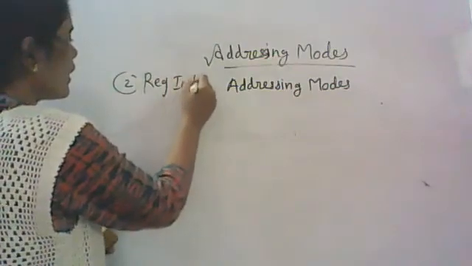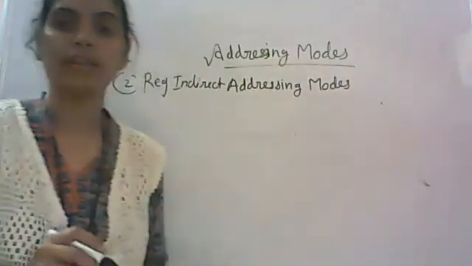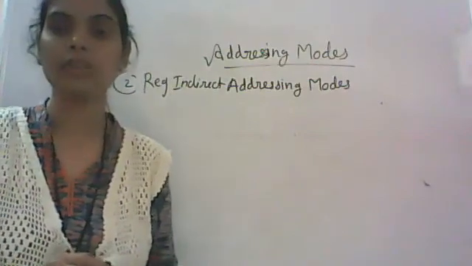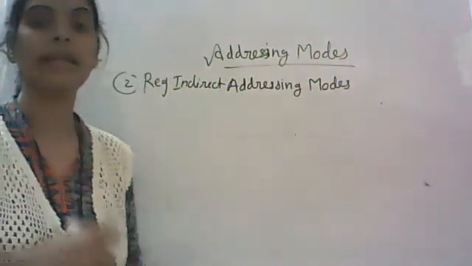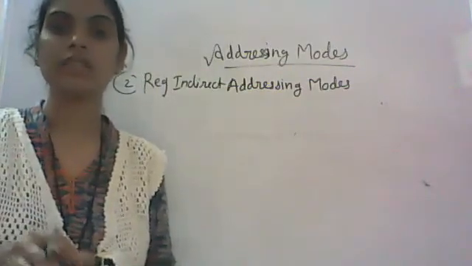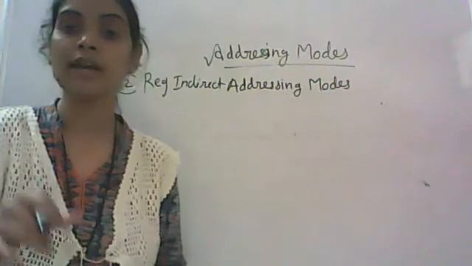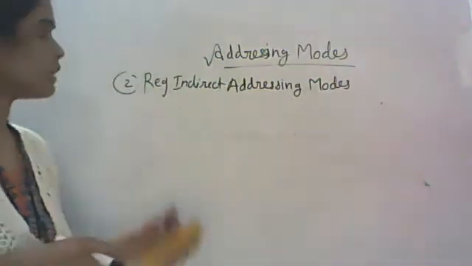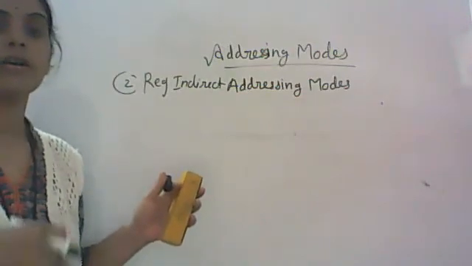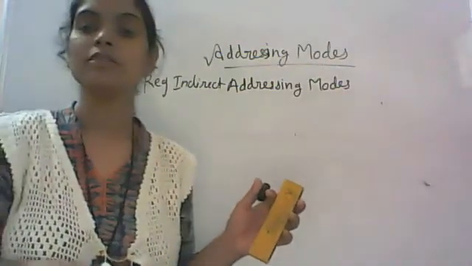Register indirect addressing mode. In register indirect addressing mode, the data to be operated is available inside a memory location, and that memory location is indirectly specified by a register pair.